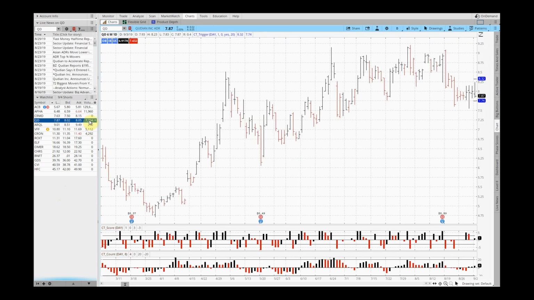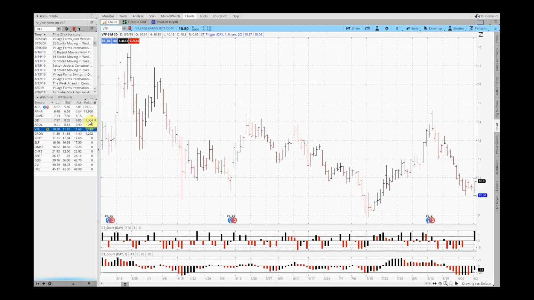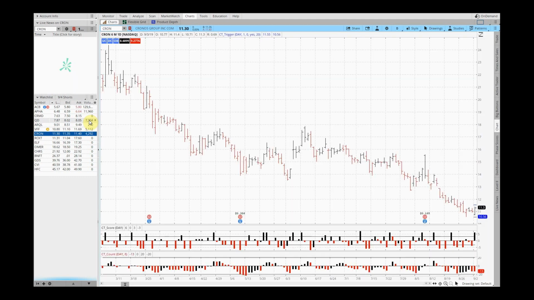QD +1, that could be a potential stock we could look at. ARQL, again, outside bar -4, no. Outside bar +7 for a short, no. So you could see how quickly we've already been through half of our watch list. So it doesn't really take a lot of time to look through these stocks.